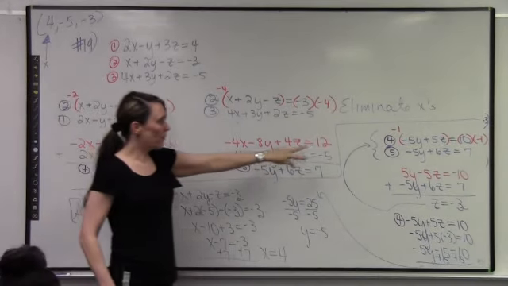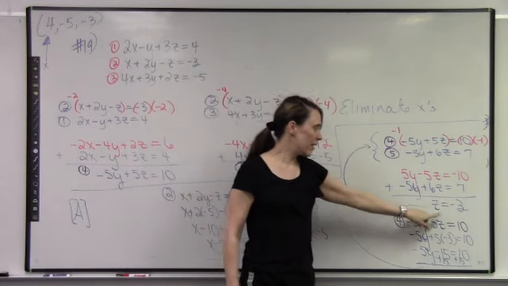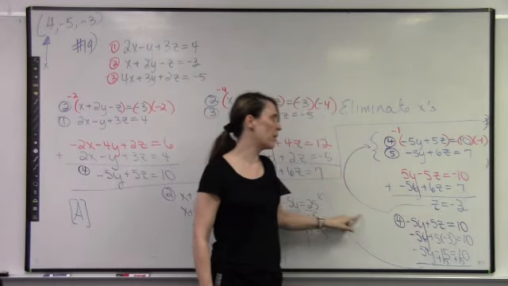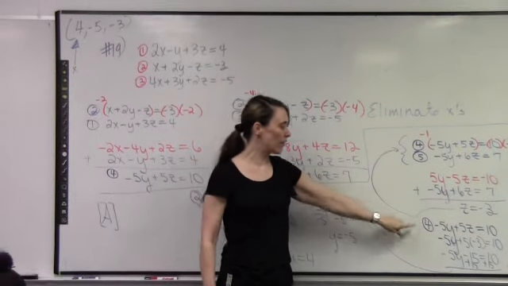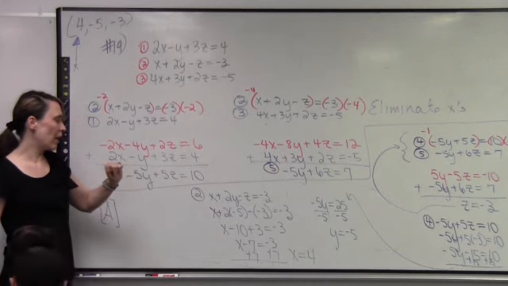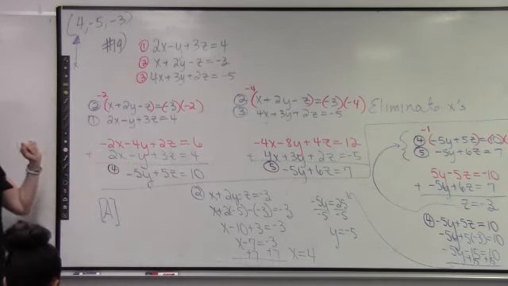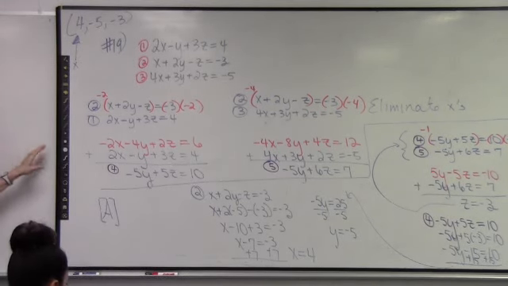With equations four and five, I have to eliminate another letter. I went with y's, ended up with my z. From there, I'm plugging it into either four or five. I picked four. From there, after I solve for y, I'm plugging into equation two to find x. Any questions on that one?